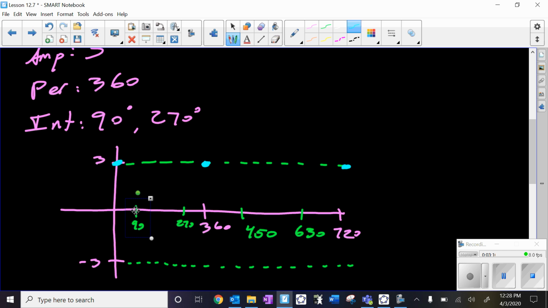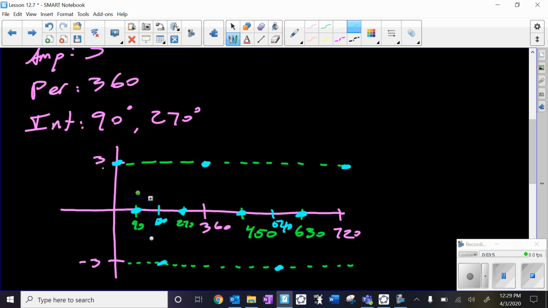At 90, our intercepts, that's where we're crossing. So at 90, we're going to be crossing the x-axis. At 270, we cross the x-axis. 450, we cross the x-axis. And 630, we cross the x-axis. If you care to know, this spot in the middle, 180, you're going to be all the way down at the bottom. That's halfway between 90 and 270. And then halfway between, I take 180 plus another period of 360. This is 540. You would be down here at the bottom as well.